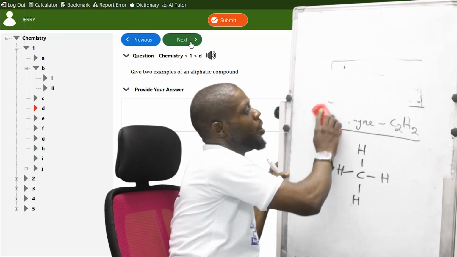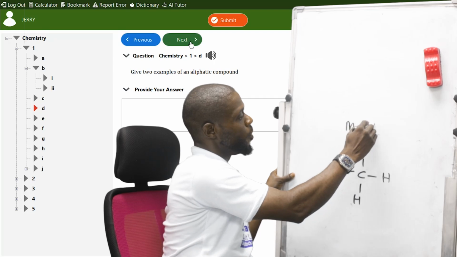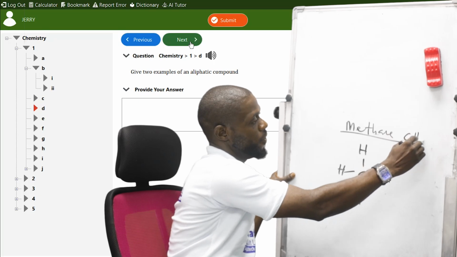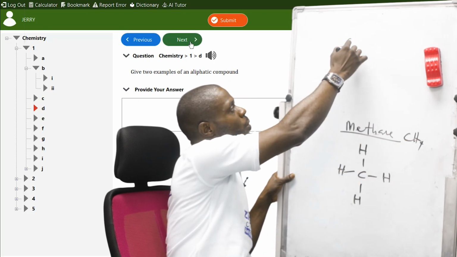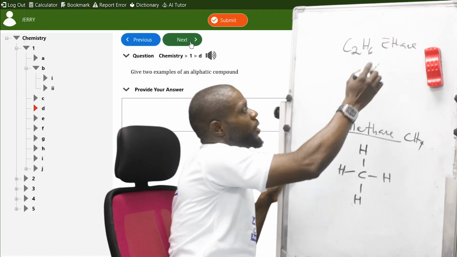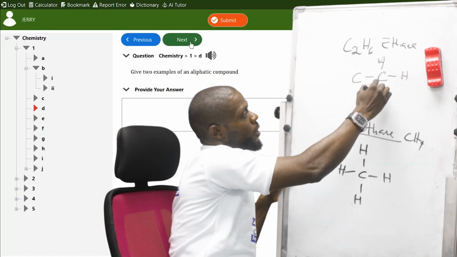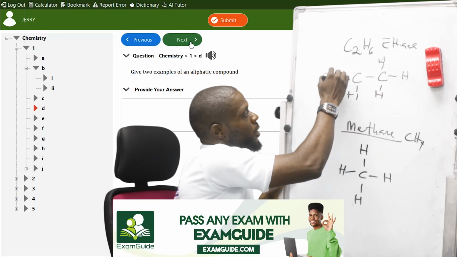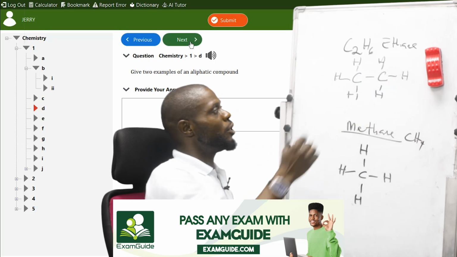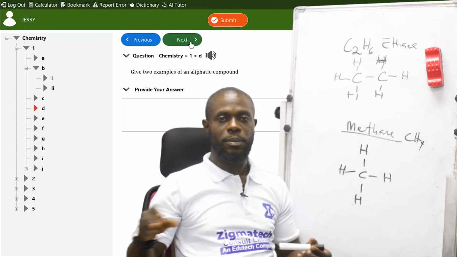This is methane. There is no double or triple bond, which is the CH subscript 4 in the context. Then the second one we said is ethane, which is C subscript 2, H subscript 6. This is the structure: C, this is H, this is H, this is H, this is H, this is H, and this is H. 1, 2, 3, 4, 5, 6. So there's no double bond in them. That's an aliphatic compound, an example.